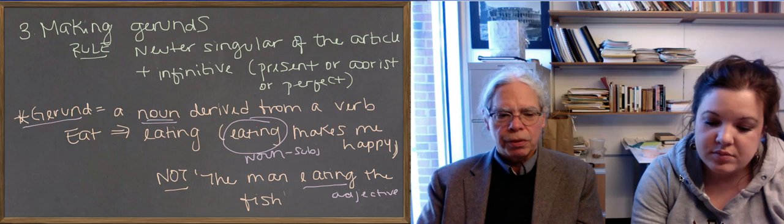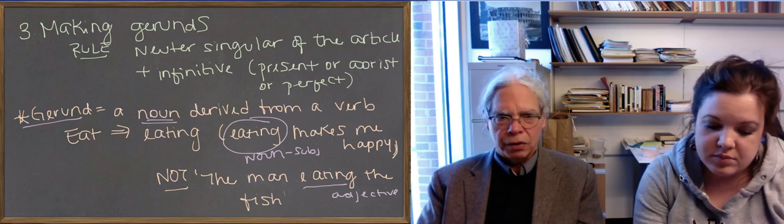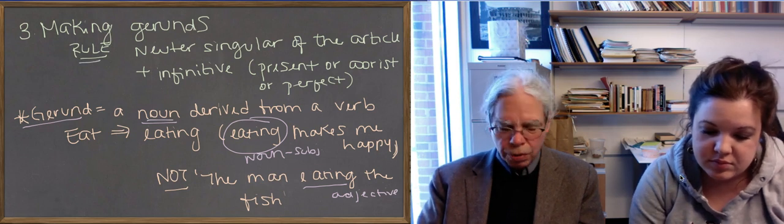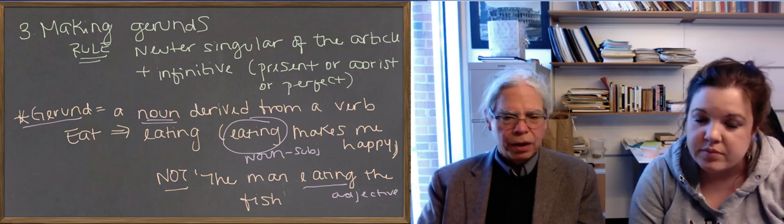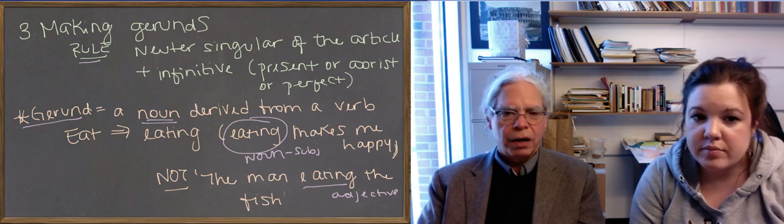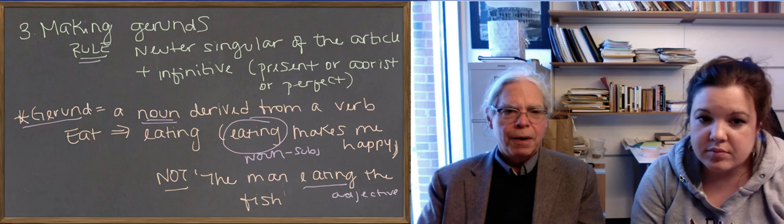So the rule is given there. You start with the neuter singular of the definite article, to, tou, rather, to, tou, and to, okay? Those are the forms of it. And to it, you add an infinitive, all right? And let's show you some examples of this.